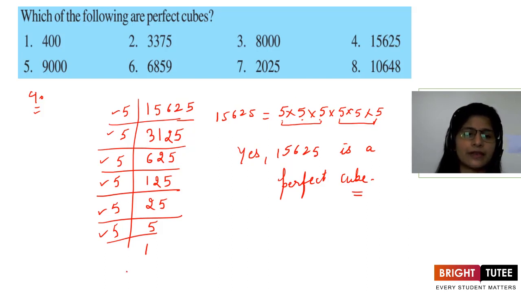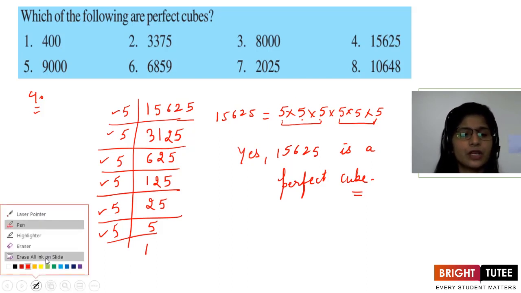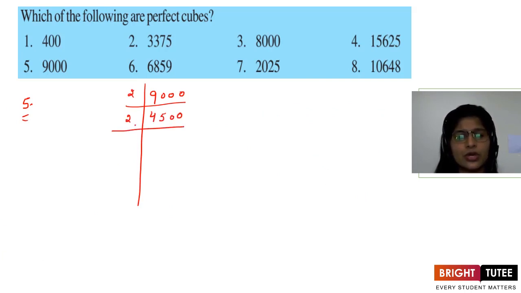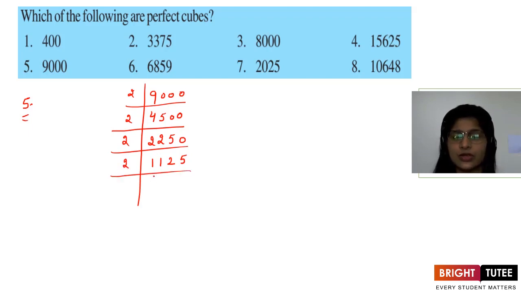So let's try the fifth one now. In the fifth one we are given 9,000. Let's start with 2 because it's an even number. 2 fours are 8, 2 fives are 10, 0, 0. Again with 2. 2 twos are 4, 2 twos are 4, 2 fives are 10 and 0. Then let us again try with 2. 2 ones are 2, 2 ones are 2, 2 twos are 4, 2 fives are 10. And again with 2, is it divisible by 2? It is not divisible by 2.